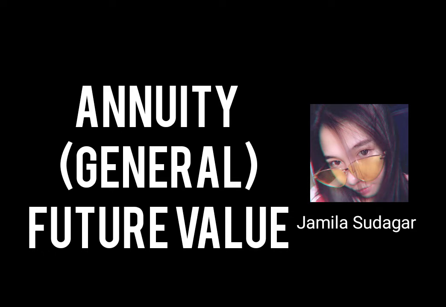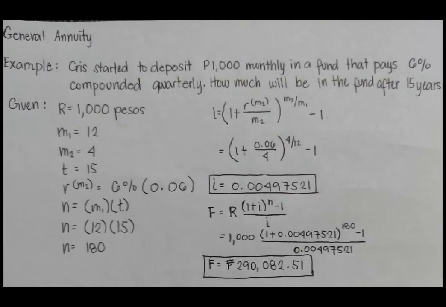One thing I significantly learned from the given topic is the coverage of general annuity, which is an annuity where the payment interval is not the same as the interest period. An example of general annuity is a monthly installment payment for a car, lot or house with an interest rate that is compounded annually. In this video, we are going to solve the future value of general annuity. So we have here an example. Chris started to deposit 1,000 pesos monthly in a fund that pays 6% compounded quarterly. How much will be in the fund after 15 years?